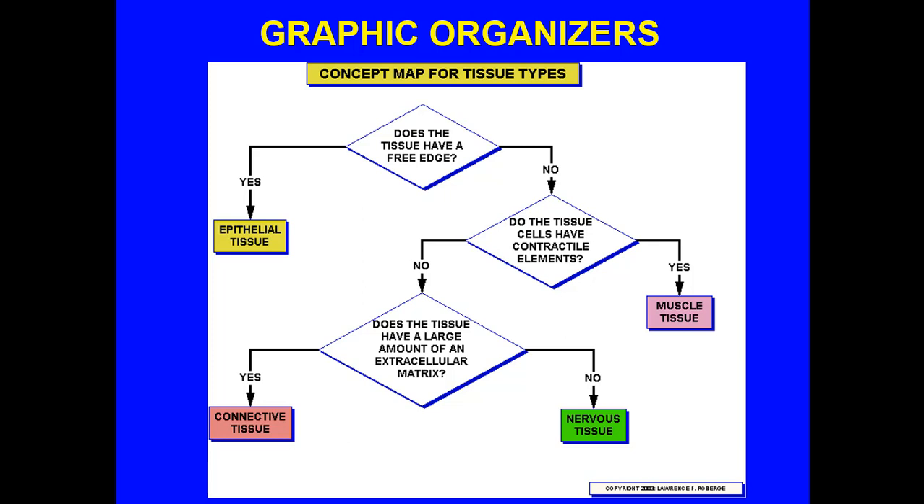So if we look at the differences between epithelial, connective, nervous, and muscle tissue, we ask a couple of questions first. Does the tissue have a free edge, meaning is it exposed to a lumen, either internally or externally? If it's yes, then it's epithelial. If it's no, then the next question is, do the tissue cells have contractile elements? If the answer is yes, then you have muscle tissue. If it's no, then you come down to a final question. Does the tissue have a large amount of extracellular matrix? If it's yes, it's connective tissue. If it's no, then it's nervous tissue.